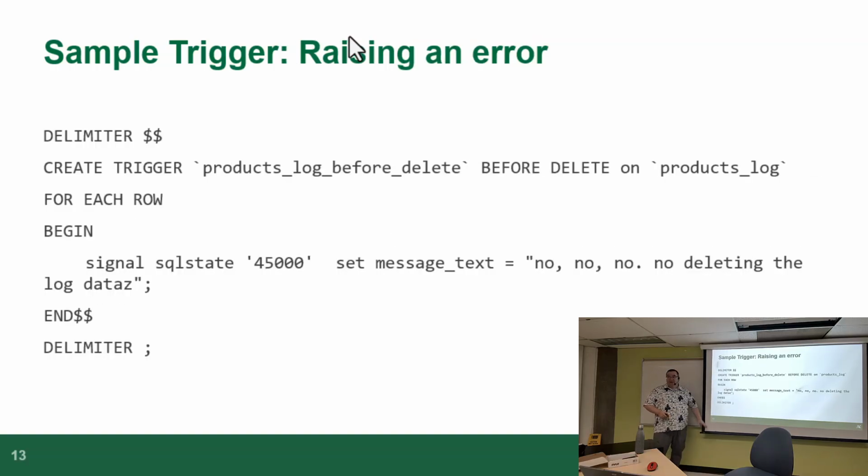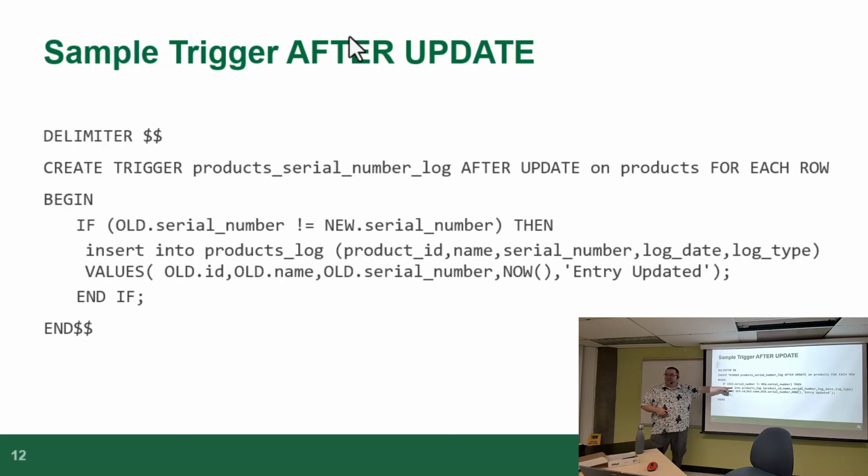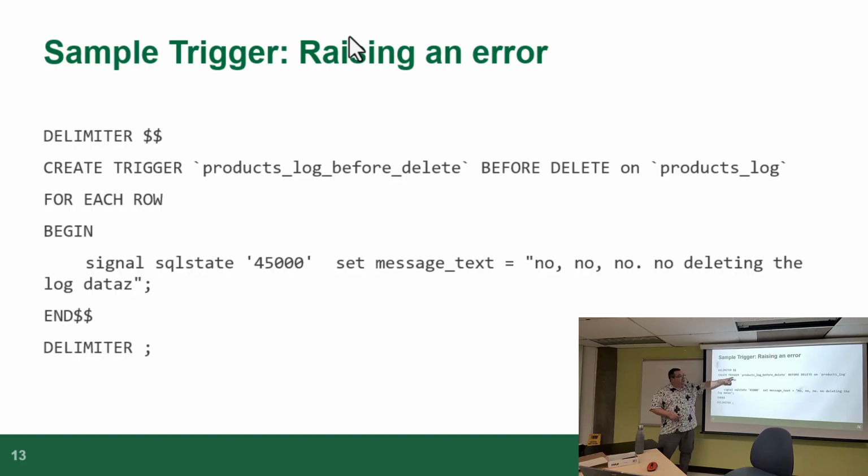We can also raise an error in the trigger. So let's say we want something to fail. Create trigger product log before delete on the product log. So we're going to try to delete. See in this trigger, we're adding stuff into the products log. It's an auditing record. We want to make sure people don't delete anything out of there. So before delete on that table, for each row, so for each one we're trying to do, we're going to go signal. Raising errors in MySQL is so weird.